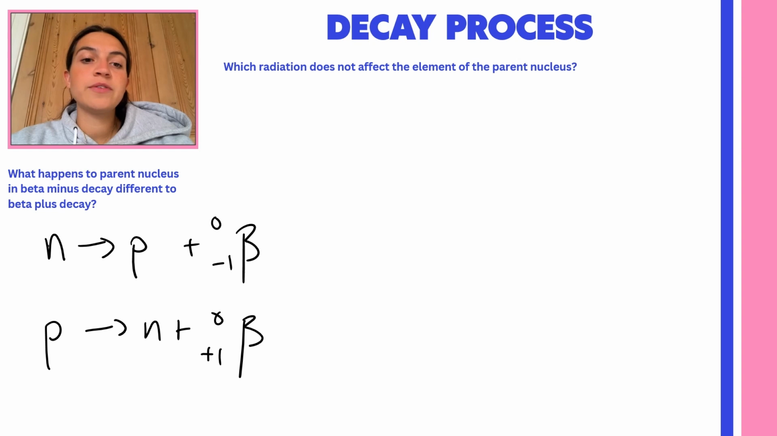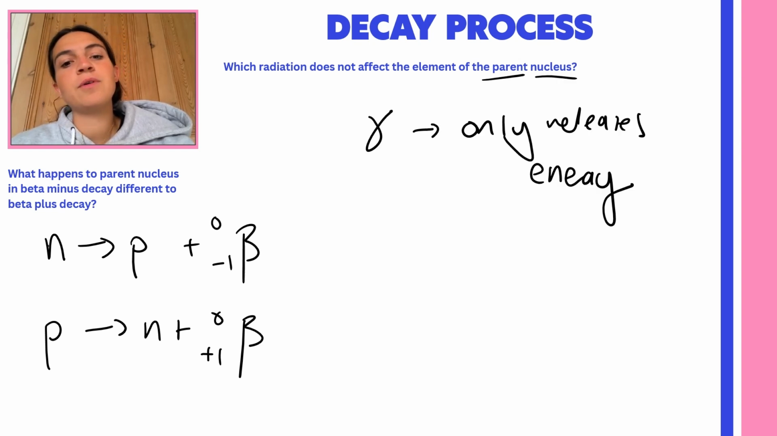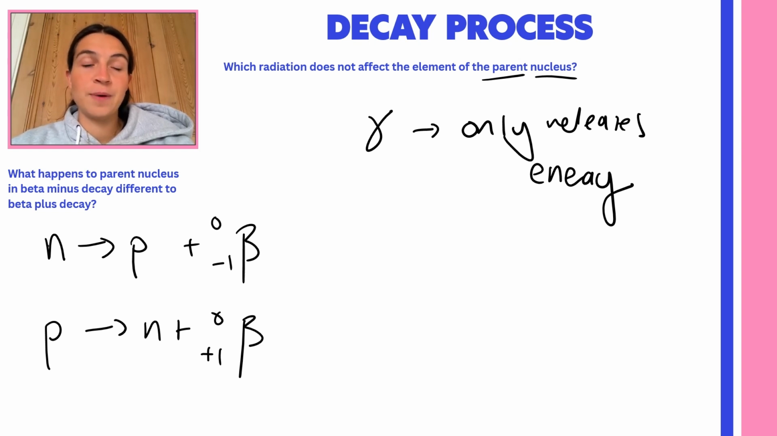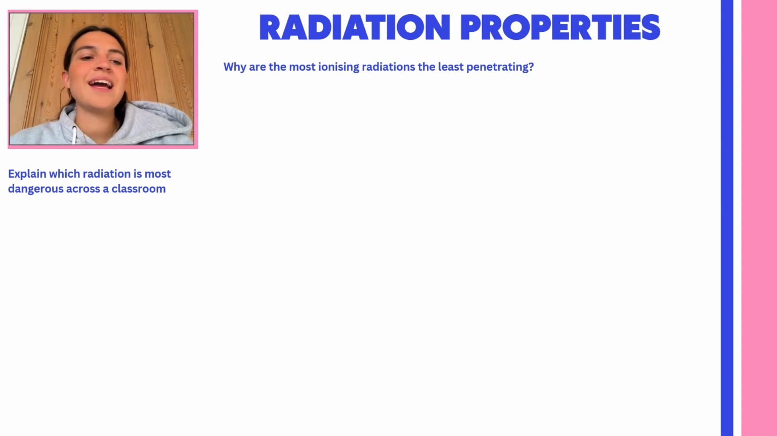So, which radiation does not affect the element of the parent nucleus? Well, the only one is gamma, which just releases energy. All of the others, because they change the number of protons in your nucleus, alpha as well, where it gets rid of 2 protons in your nucleus, that is what affects your element number, the number of protons in your nucleus. Okay, explain which radiation is most dangerous across a classroom.